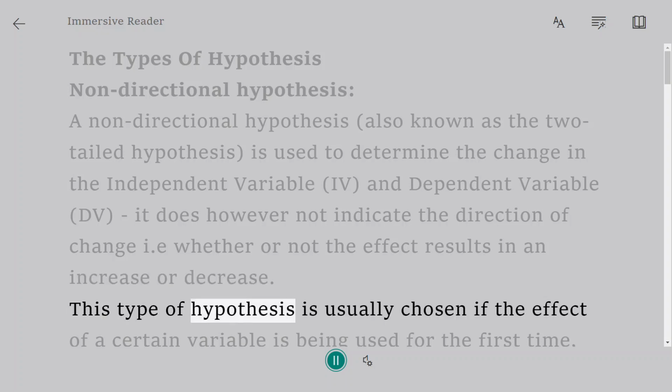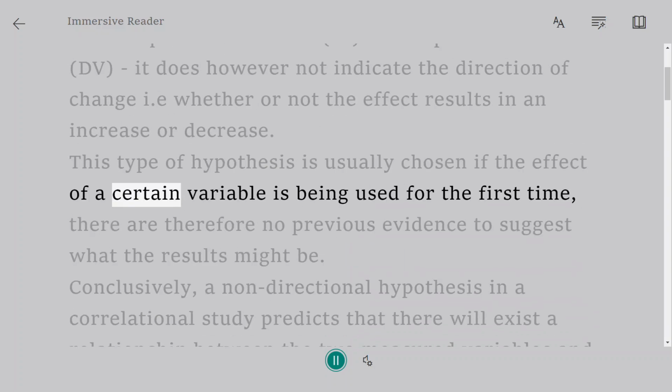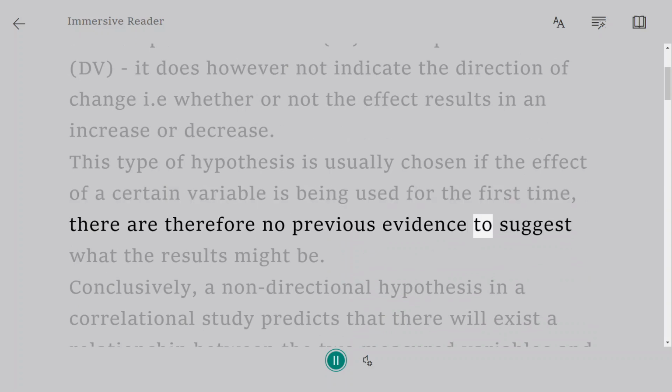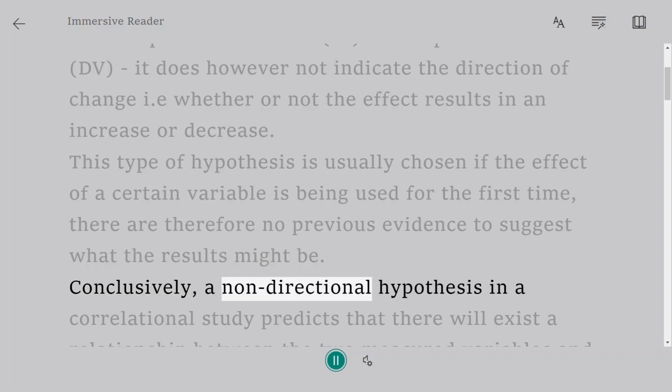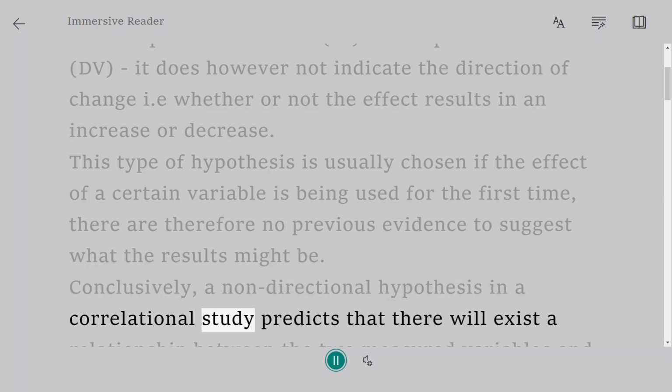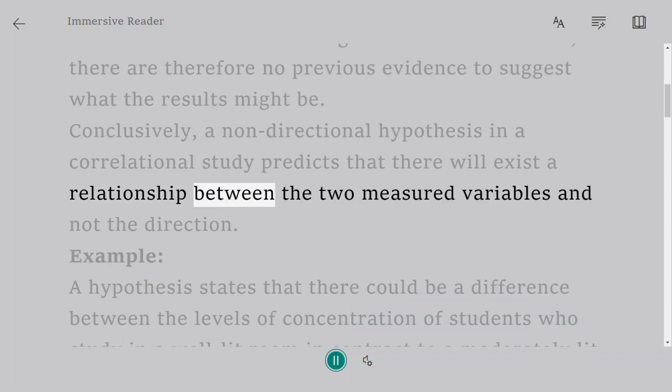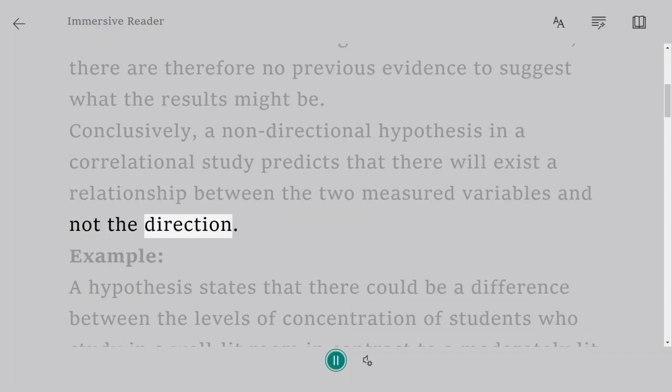This type of hypothesis is usually chosen if the effect of a certain variable is being used for the first time. There is therefore no previous evidence to suggest what the results might be. Conclusively, a non-directional hypothesis in a correlational study predicts that there will exist a relationship between the two measured variables and not the direction. Example.